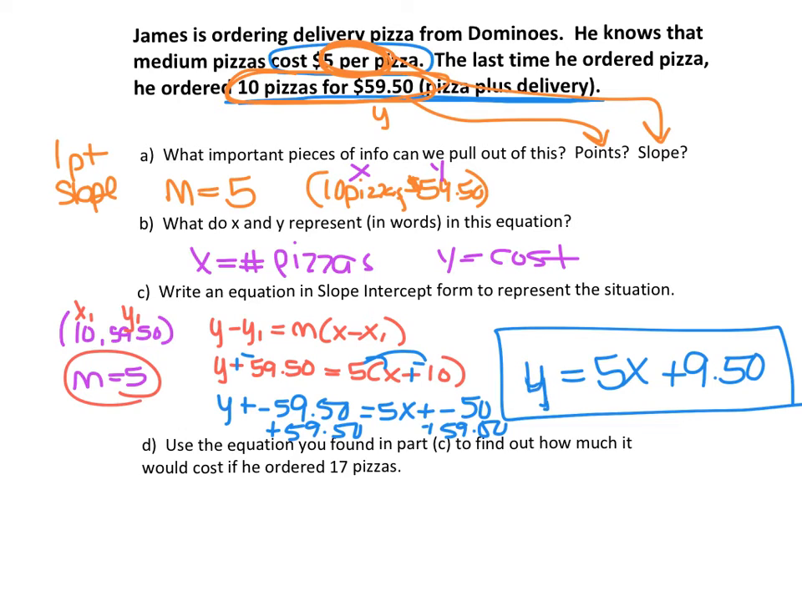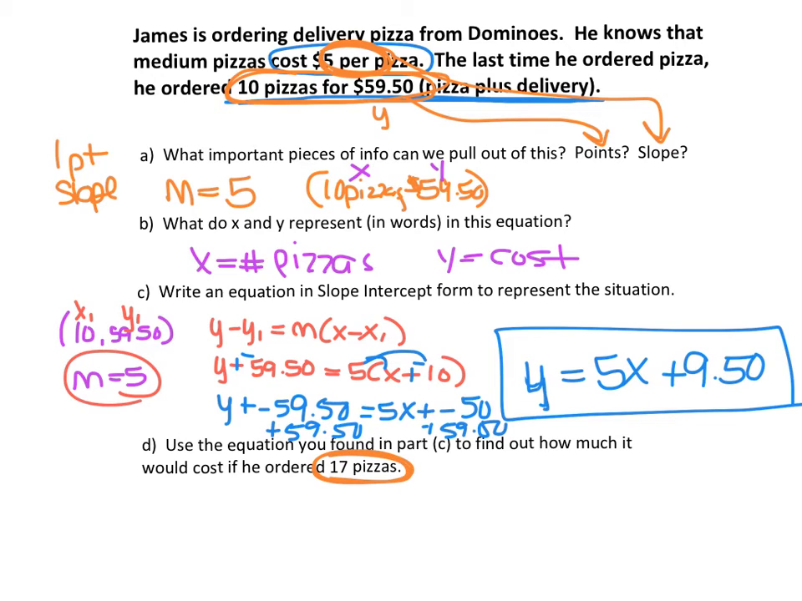So here I have my equation that helps me to determine how many pizzas I can buy for a particular cost, or how much it will cost to buy a certain number of pizzas. So my last step here is I look down at part D, and it says use the equation you found in part C to find how much it would cost if he ordered 17 pizzas.